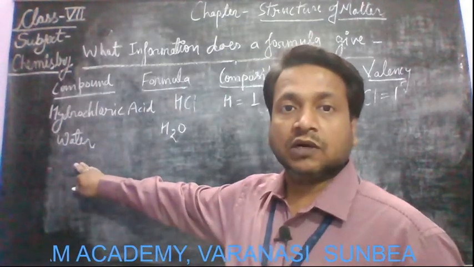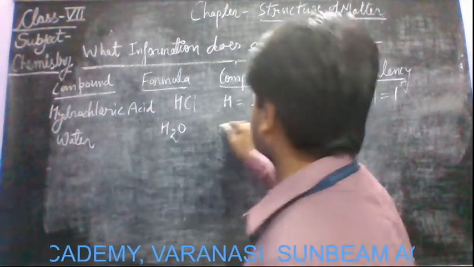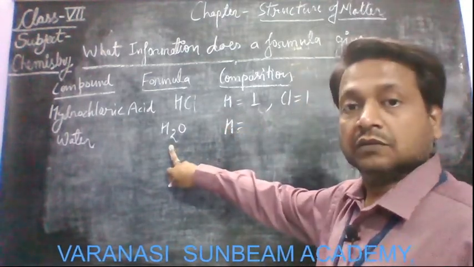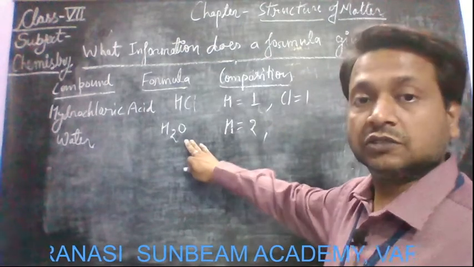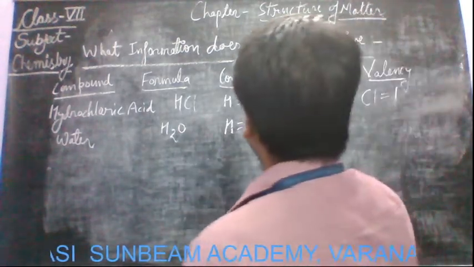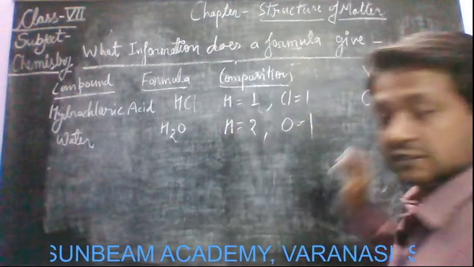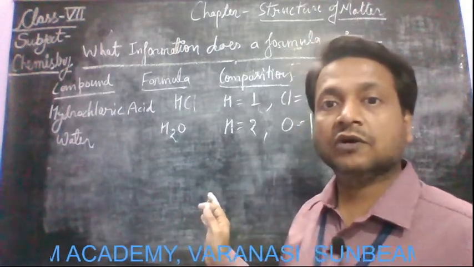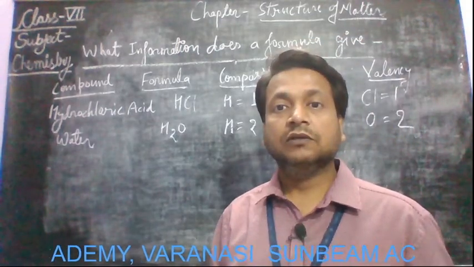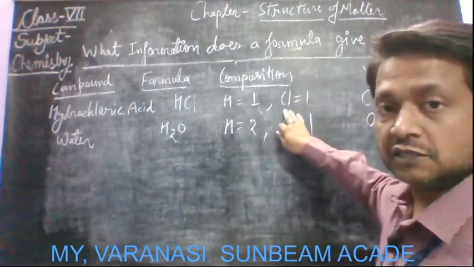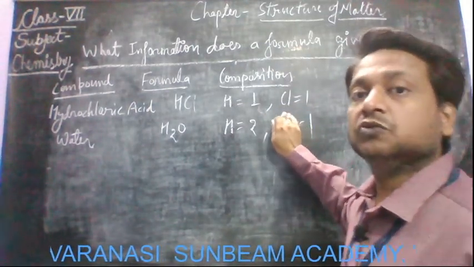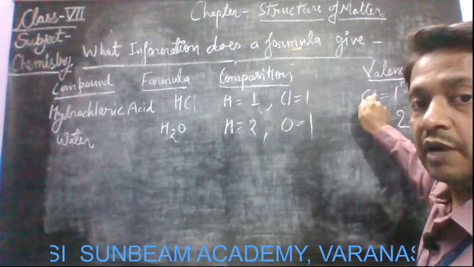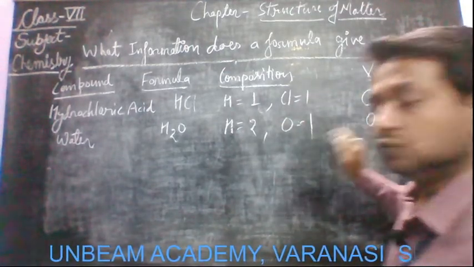The second example, water. Its formula H2O. The composition, hydrogen, number of atoms 2, and oxygen, number of atoms 1. And the valency of oxygen is here 2, because the one atom of oxygen is going to join with two atoms of hydrogen, and here in the first example the one atom of chlorine is going to join with one atom of hydrogen. So that is why the valency of chlorine will be 1 and the valency of oxygen here will be 2.